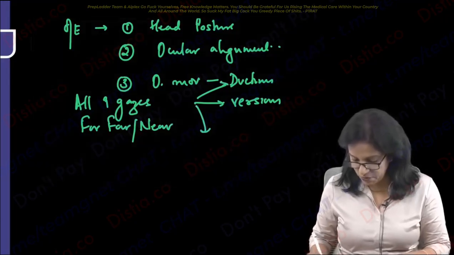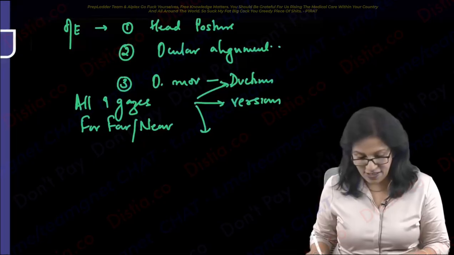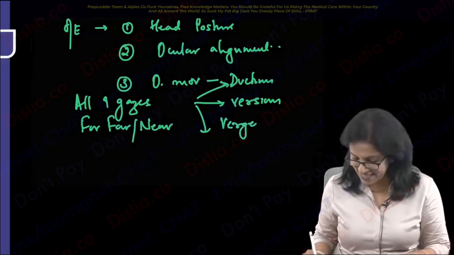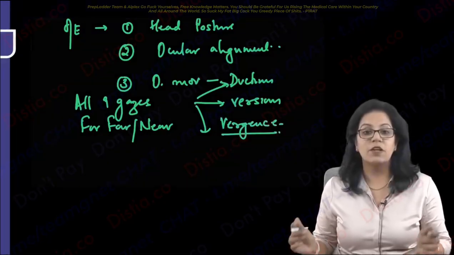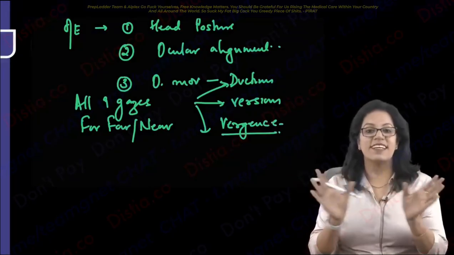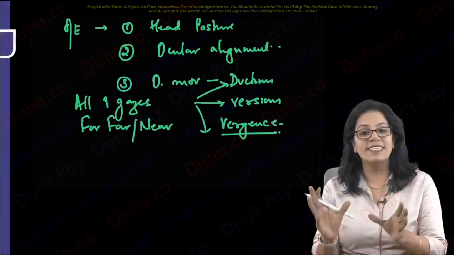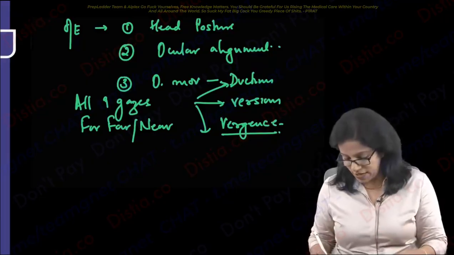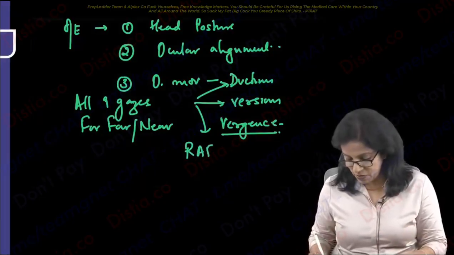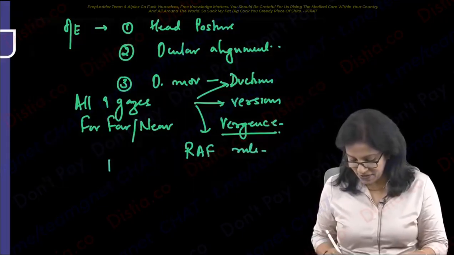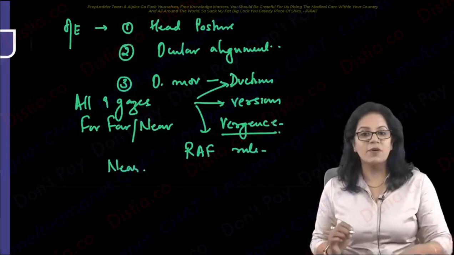And what is the third type of movement I can check? It is the vergence. What is vergence? When two eyes are moving in opposite directions, that is convergence and divergence. And how do we check the convergence? Do you all remember? RAF rule, right? We find out what is the near point of convergence. How do you find it out?